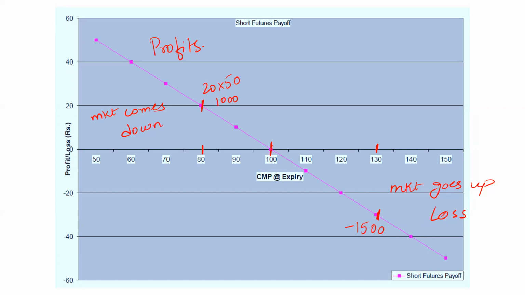Here also the profit potential is unlimited and the loss potential is unlimited. This payoff is also a symmetric payoff. So for him, this is more like a downward sloping curve. If the market goes down, he is going to make profits. If the market goes up, he is going to make a loss.